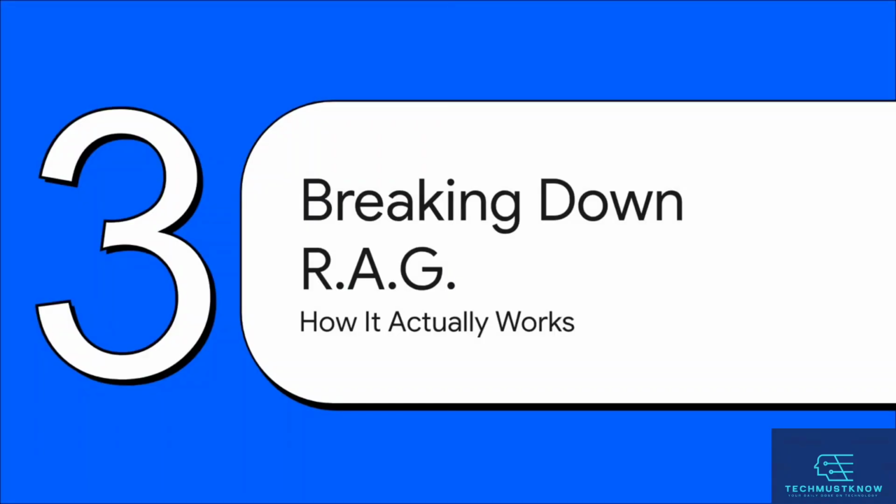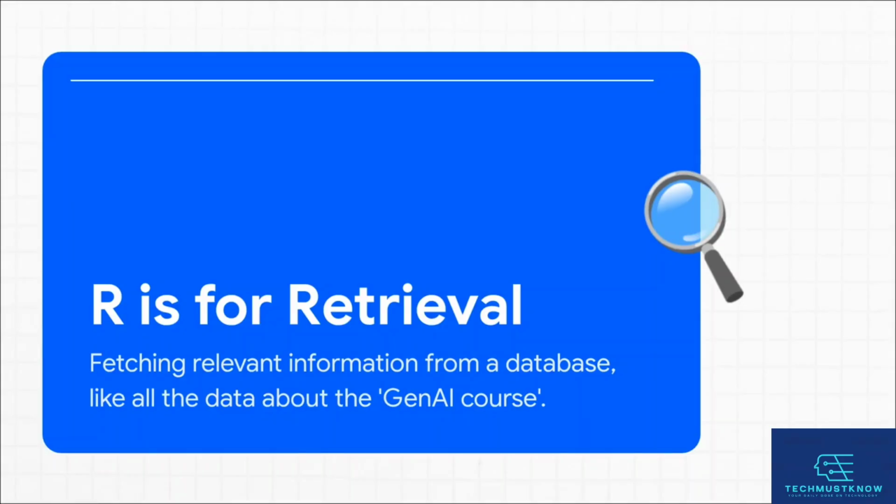So what do those three letters, RAG, actually stand for in practice? Let's walk through the whole process step by step, using our course timings example. Okay, so it all kicks off with R for retrieval. The second you ask your question, the system basically turns into a detective. It instantly searches that private database, and it's not just looking for keywords, it's looking for relevant concepts, and it retrieves every piece of info related to the Gen AI course, the schedule, the professor, the syllabus. It's literally grabbing all the puzzle pieces it needs.